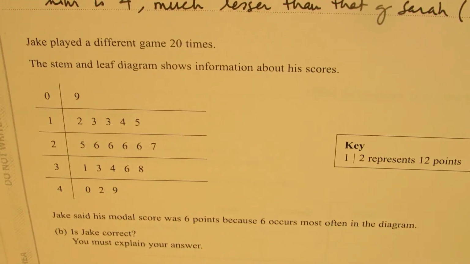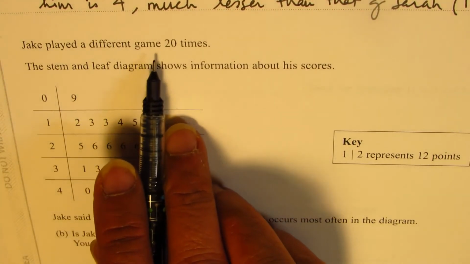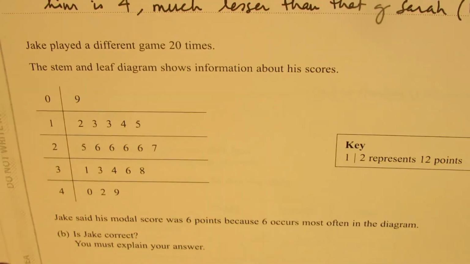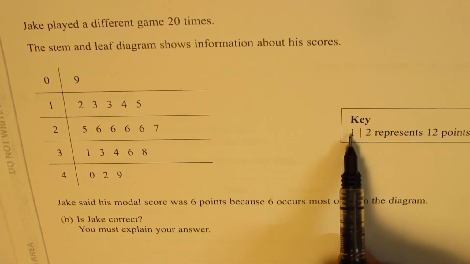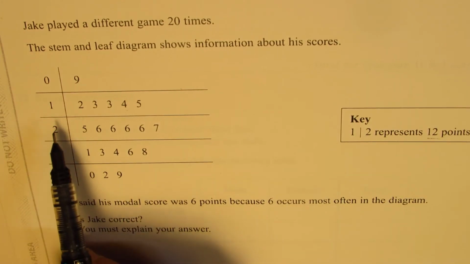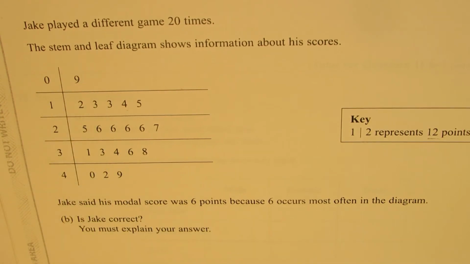Now the second question here is, Jake played a different game 20 times. This stem and leaf diagram shows information about his score. The key is, when you write like this, 1 | 2, it represents 12 points. So this is like the ones place, and that is the tens place. That's how you actually write in a stem and leaf diagram. Okay.